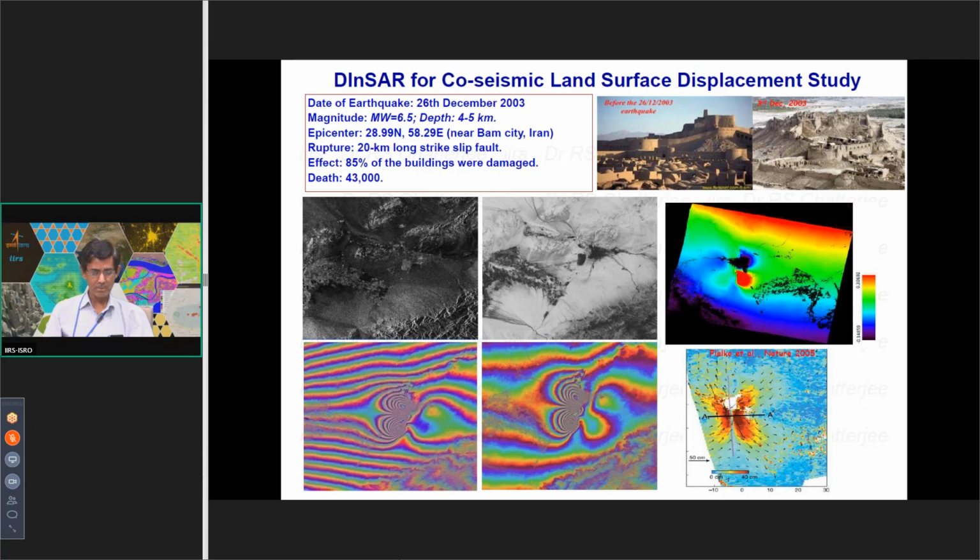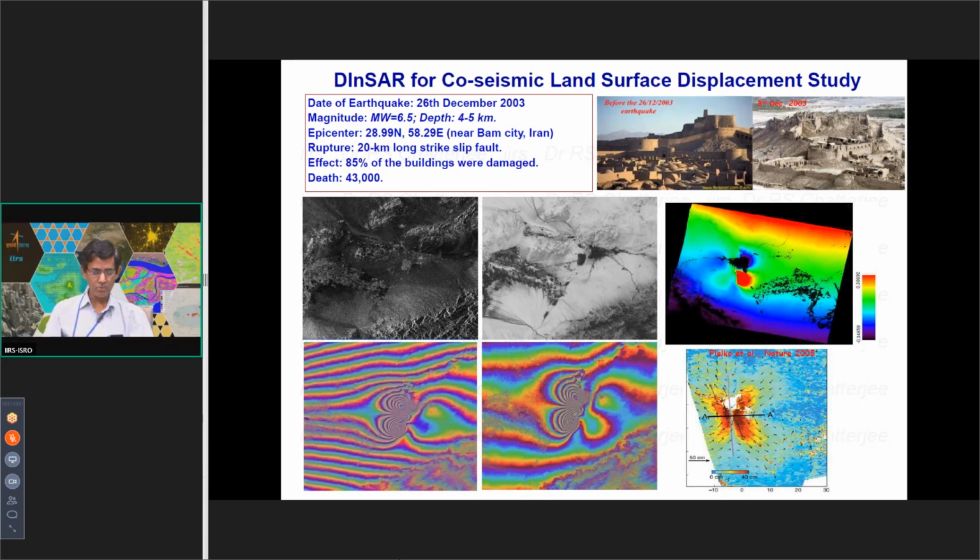Here you see on the left top, this is the master amplitude image, which is the reflectivity of the earth surface in the SAR image. The middle image is the coherence image, which is the complex correlation coefficient of the two SAR images, one before the earthquake and another after the earthquake, using ENVISAT data from the European Space Agency. This complex correlation coefficient, or coherence value, is quite high. That is why it looks very bright.